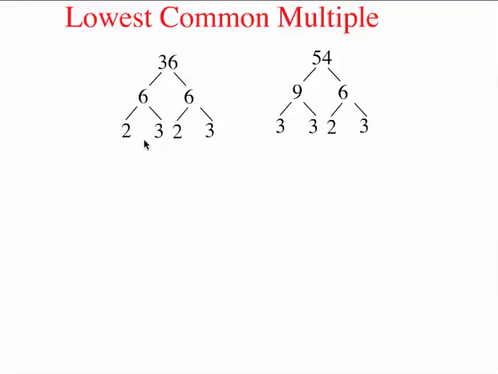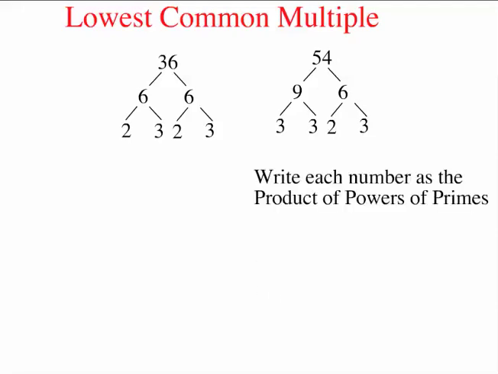Okay. Then what we're going to do is write each of these numbers as a product of powers of primes. Okay, so the 3 P's. So we write each of the numbers as a product of powers of primes, which means 36 is going to be 2 to the power of 2, times 3 to the power of 3. And 54 is going to be, well, we only have 1 2, so that's 2 to the power of 1. But we have 3 3's, times 3 to the power of 3.